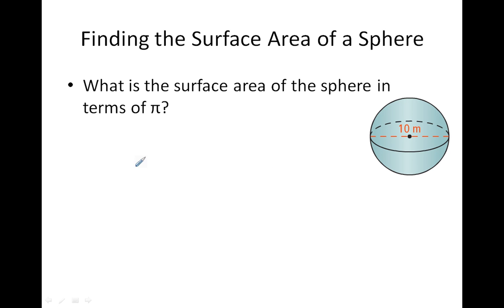Here we want to know the surface area of the sphere in terms of pi. It has a diameter of 10 meters. So the surface area is 4 pi r squared. So we have 4 times pi times the radius, which is going to be half of this, squared. Okay. So 5 squared is 25 times 4 is 100. So we have 100 pi. Our unit was meters, so our answer is square meters, not cubic, square meters.